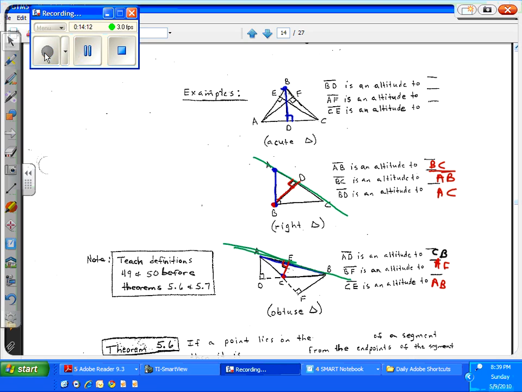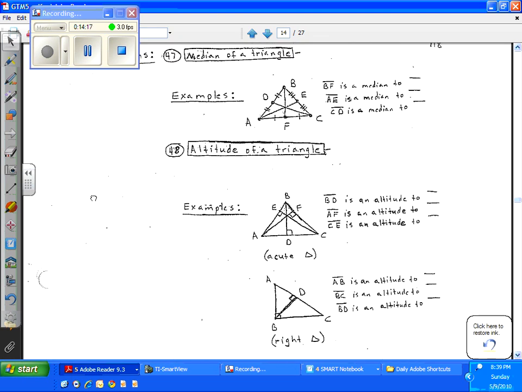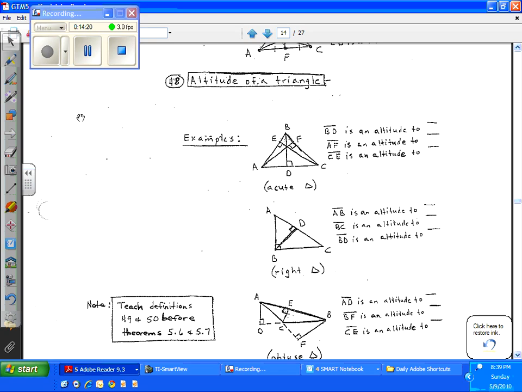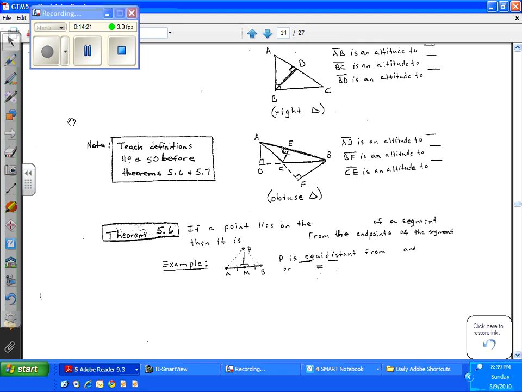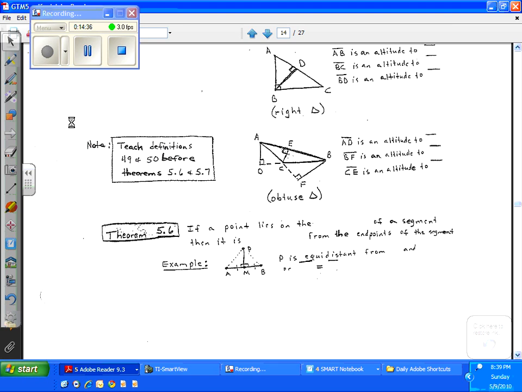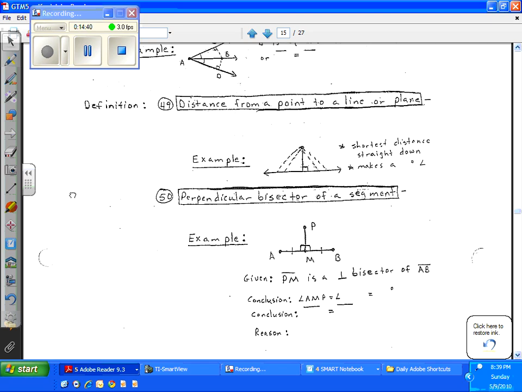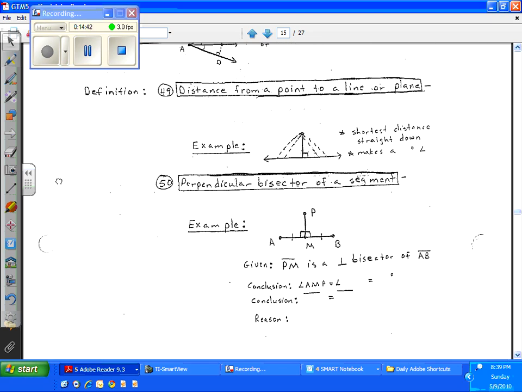So we've talked about medians, we've talked about altitudes. We have theorem 5.6 and 5.7, but it's instructing us here as a note to teach definitions 49 and 50 before we do these theorems. So we're going to skip theorem 5.6 and theorem 5.7 for just a moment, go to definitions 49 and 50, and then come back to those two theorems.